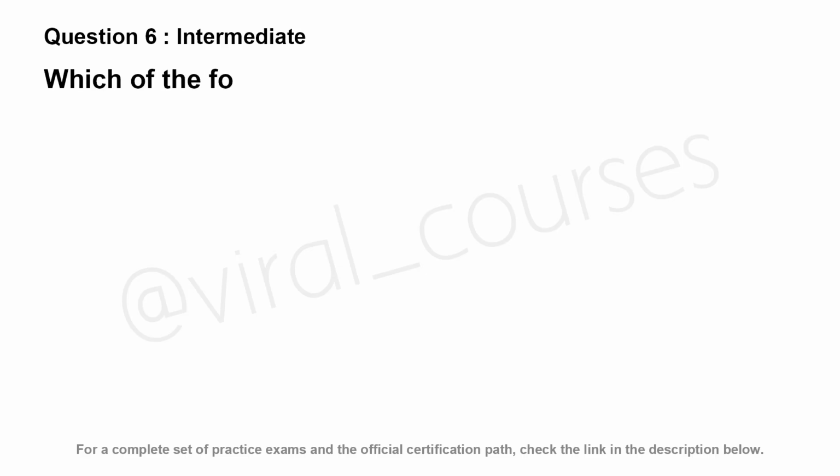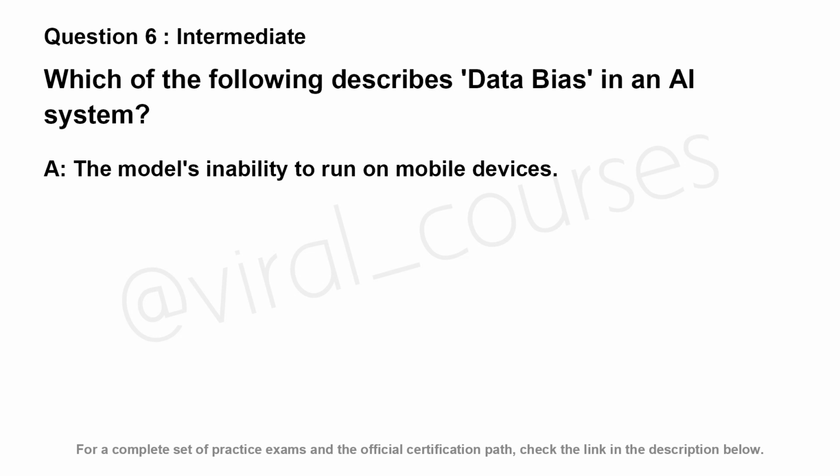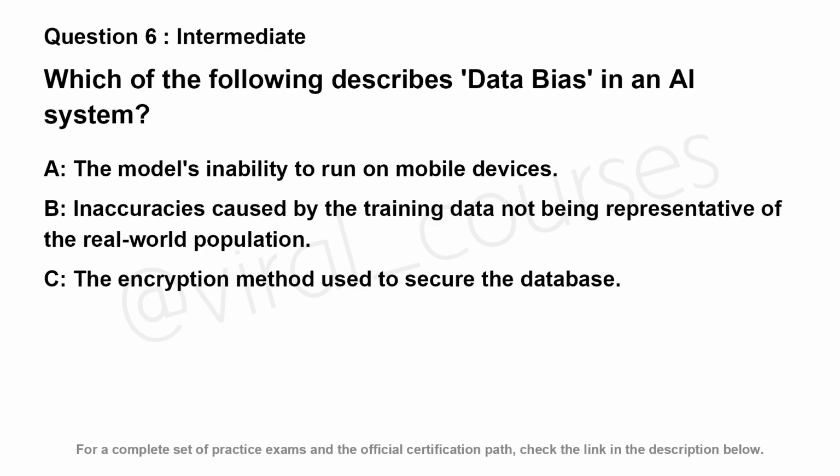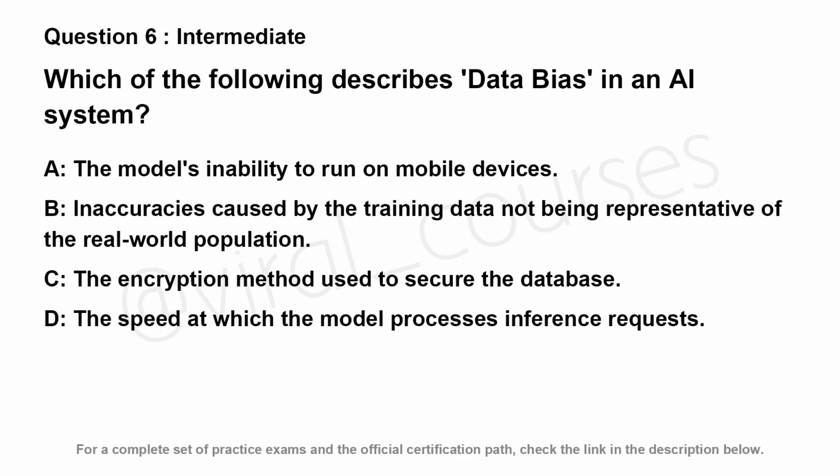Which of the following describes data bias in an AI system? Option A. The model's inability to run on mobile devices. Option B. Inaccuracies caused by the training data not being representative of the real-world population. Option C. The encryption method used to secure the database. Option D. The speed at which the model processes inference requests.